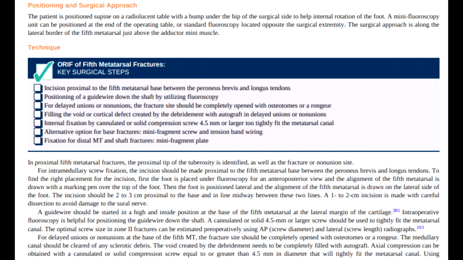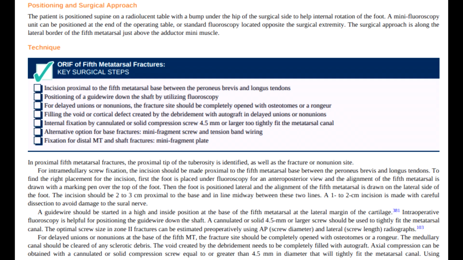First, the incision is placed proximal to the fifth metatarsal base in the interval between the peroneus brevis and peroneus longus tendons. Second, a guide wire is introduced down the medullary canal of the fifth metatarsal under fluoroscopic guidance. In cases of delayed union or non-union at the base, the fracture site is completely opened using osteotomes or a rongeur so that all fibrous tissue and sclerotic bone can be removed. Any void or cortical defect created by this debridement is filled with autologous bone graft.